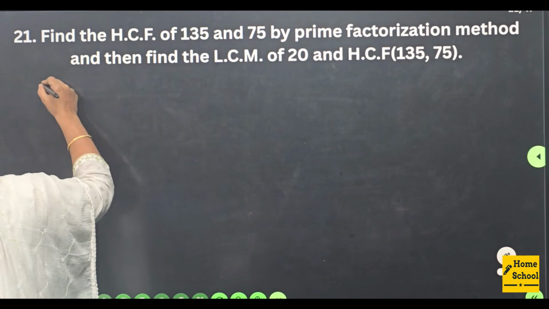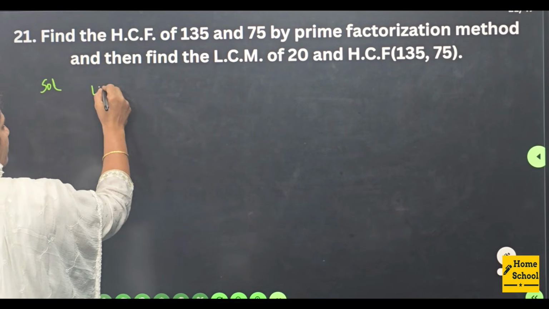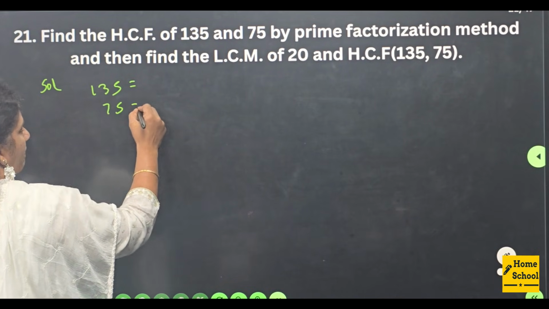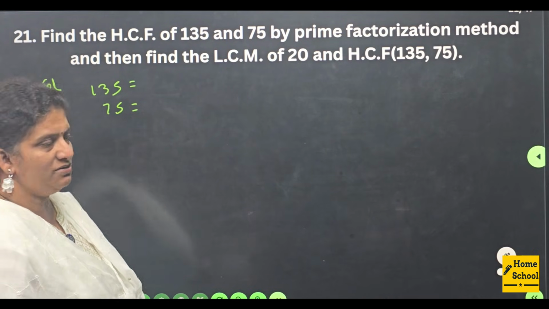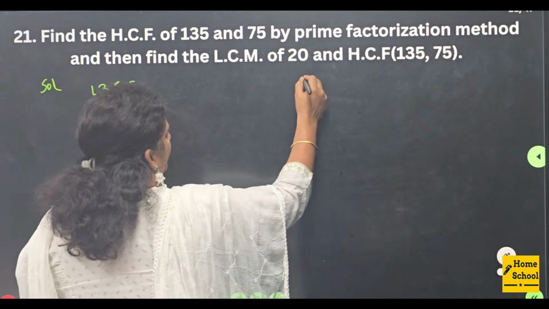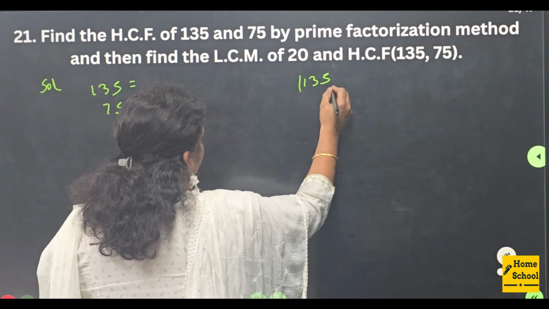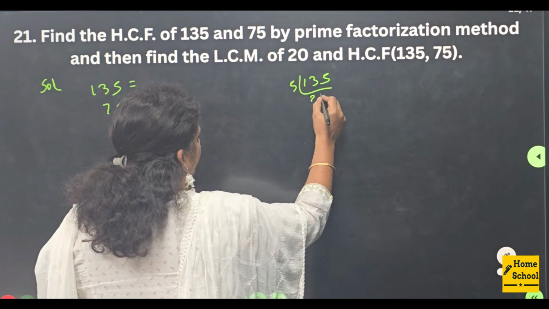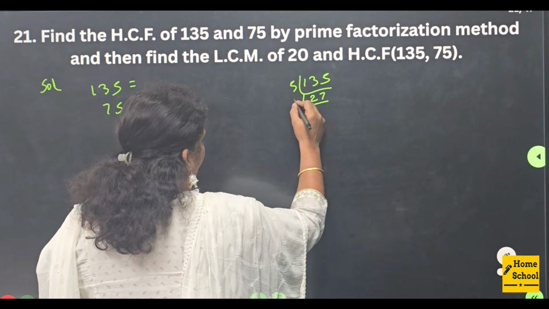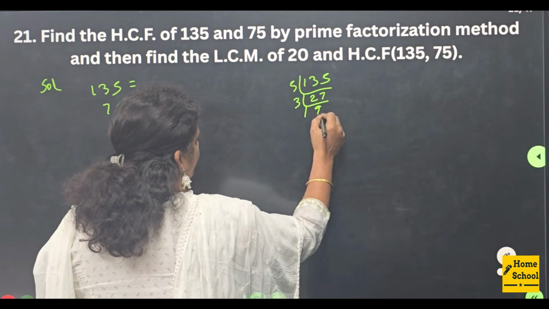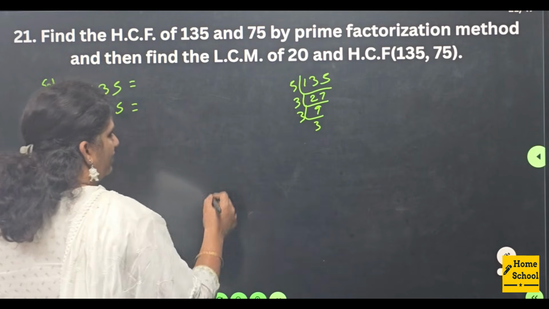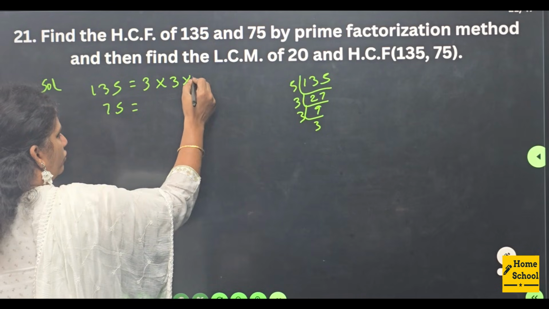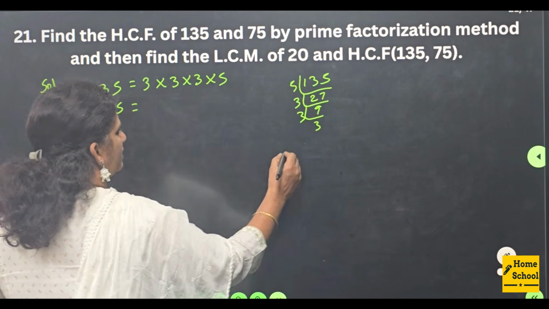Let me take the numbers. What are the two numbers? 135 and 75 by prime factorization method. Now 135, if you want, you can do a side LCM here. 5 2s are 10, 5 7s are 35, 3 9s are 27, 3 3s are 9, right? So now how are we going to write? 3 into 3 into 3 into 5.